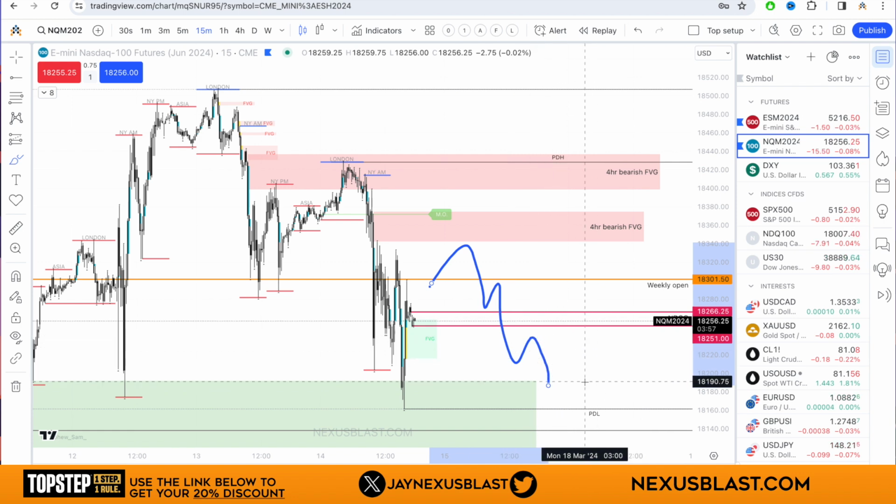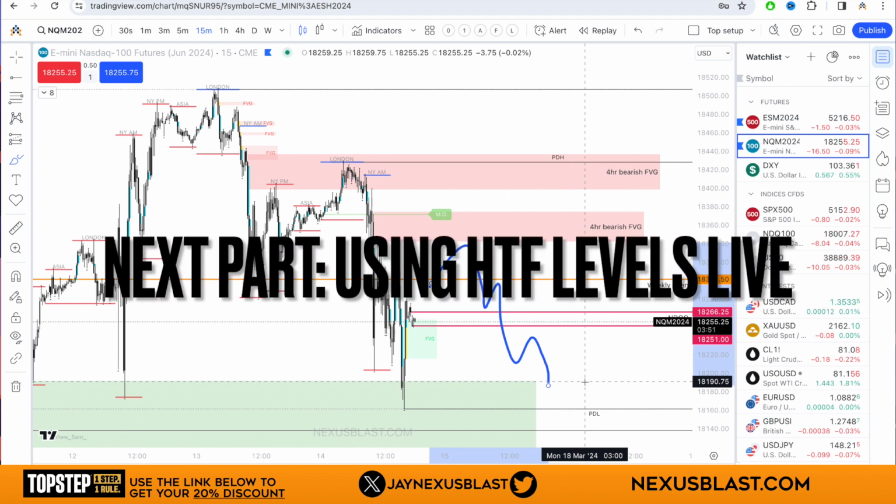So please stick around for the example so that you can see while this is occurring live, how I'm actually analyzing and managing these charts.